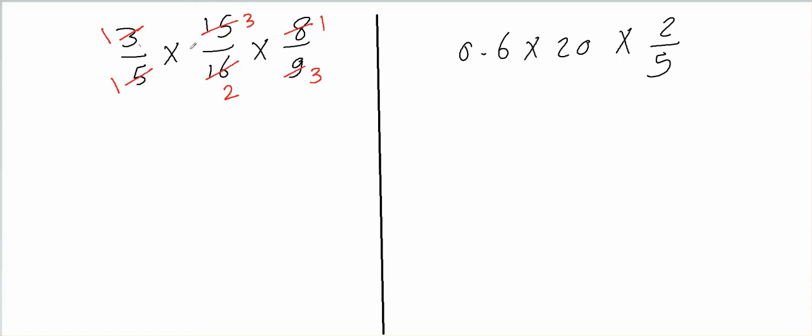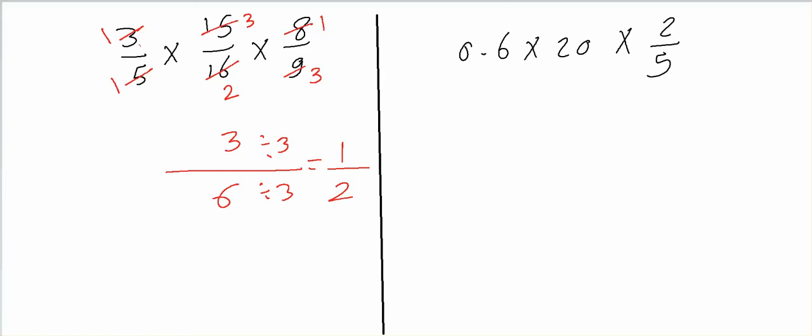We take numerator and denominator together. We multiply the three numerators and the three denominators. 1 times 3, 3, times 1 equals 3. 1 times 2, 2, times 3 equals 6. 3 over 6 is not in the simplest form. We can divide by 3 up and down. 3 divided by 3 is 1, 6 divided by 3 equals 2.